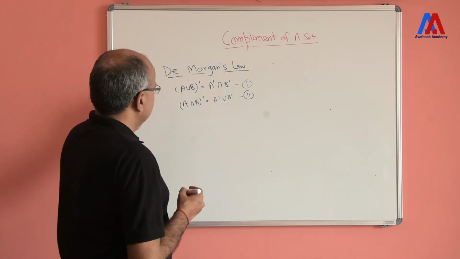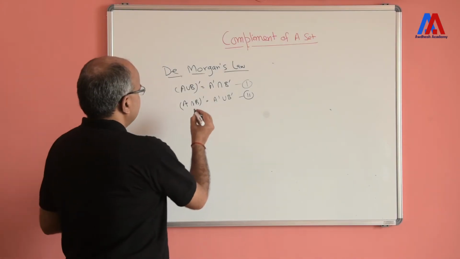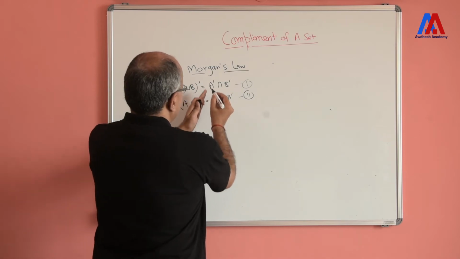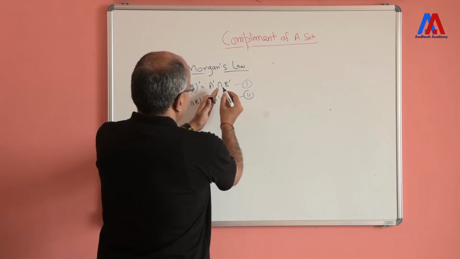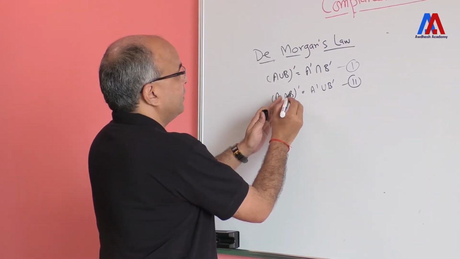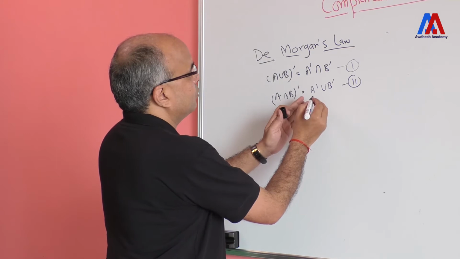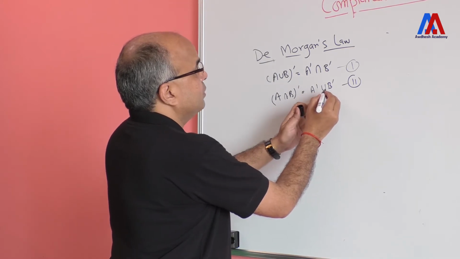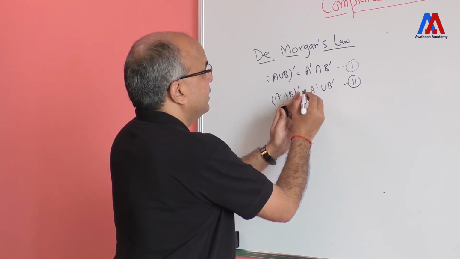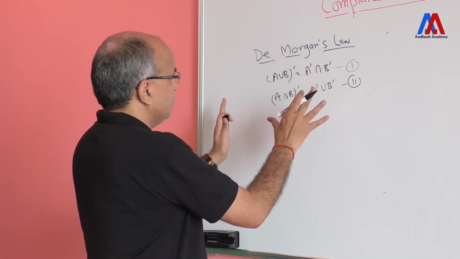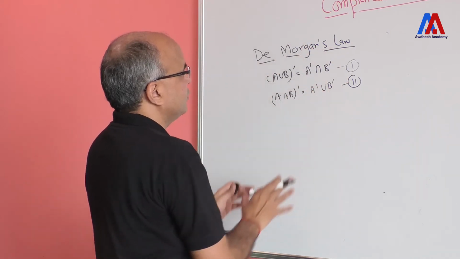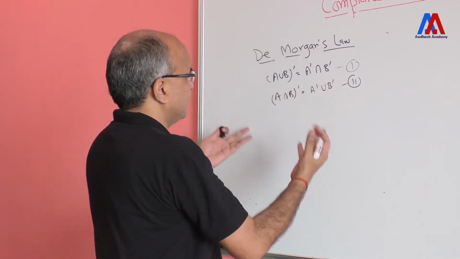So we have learned in the previous example that the complement of A union B is equal to A complement intersection B complement. In the same way, if we take the complement of the intersection of A and B, it will be equal to A dash union B dash. That means it will be equal to the union of the complements. These two laws are called De Morgan's laws, and they are extensively used in set theory.